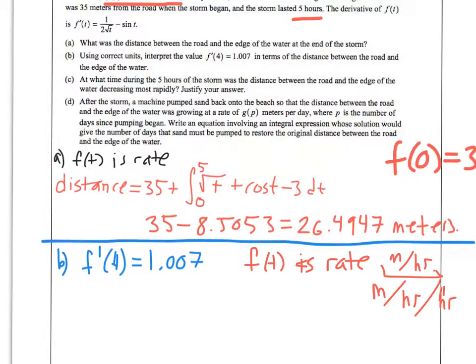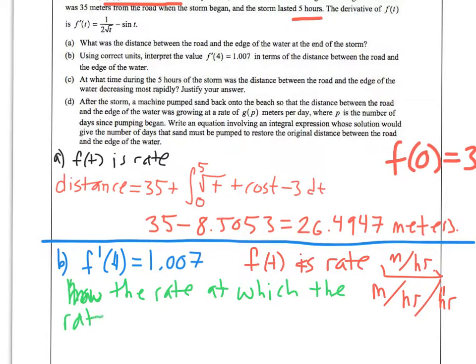So if f is the rate of change of the distance, this would be the rate of change of the rate of change. So it might be how much, maybe let's call this the rate at which the distance is changing.